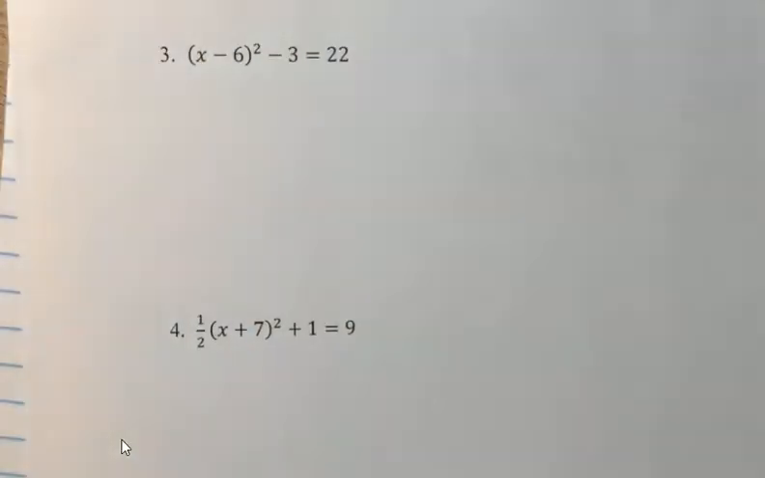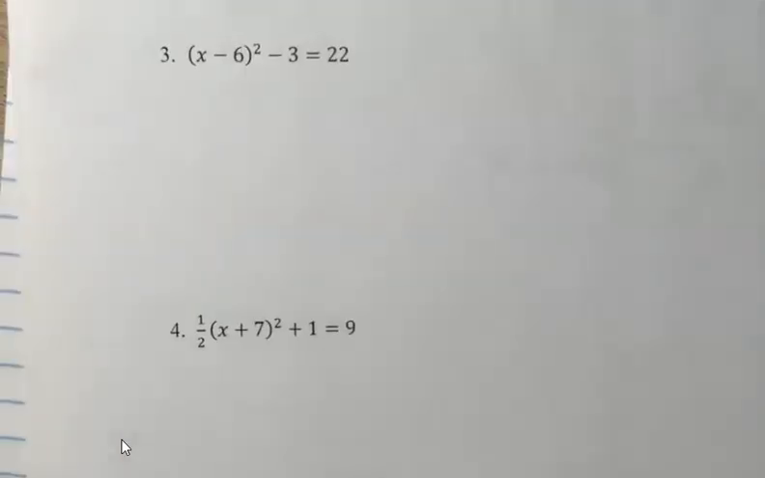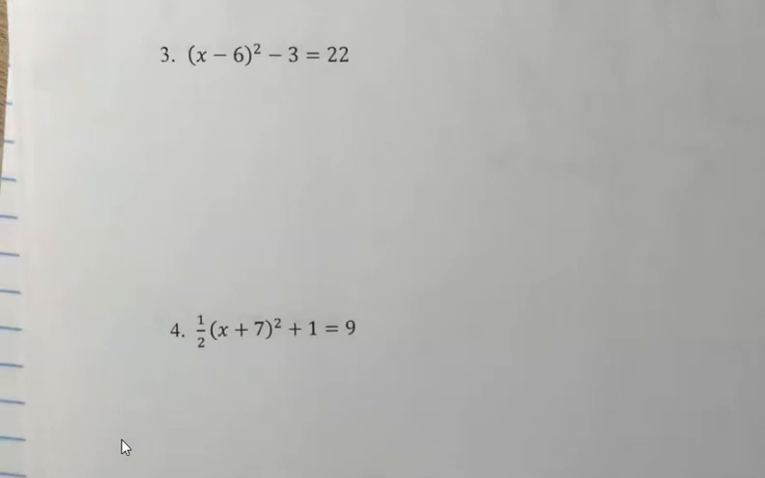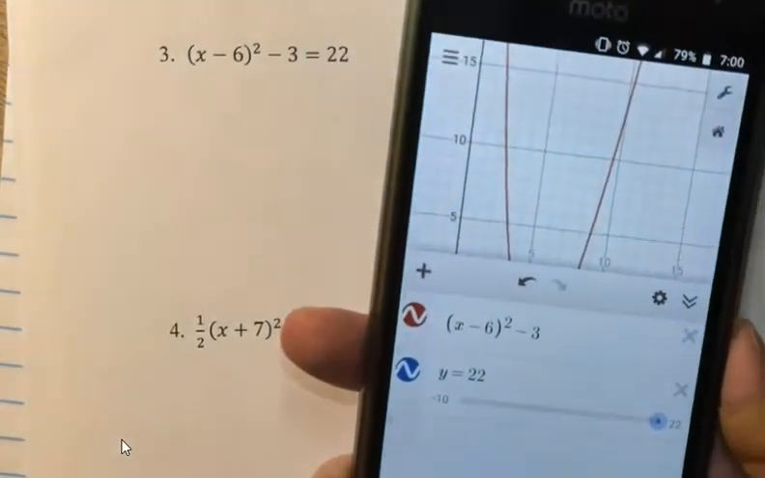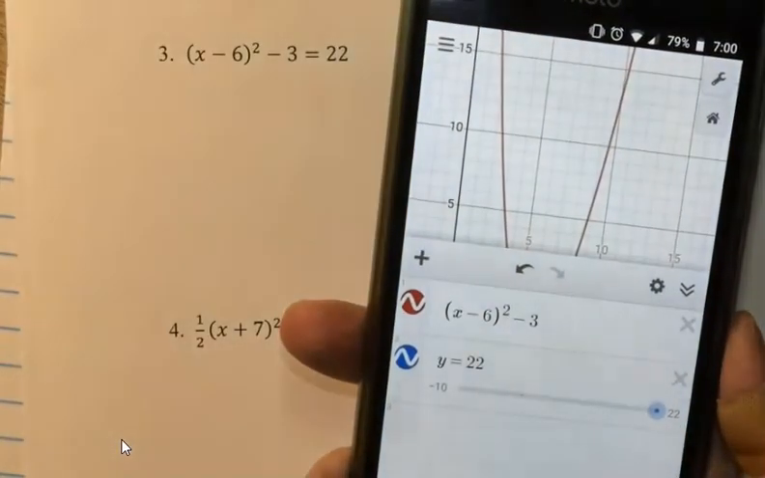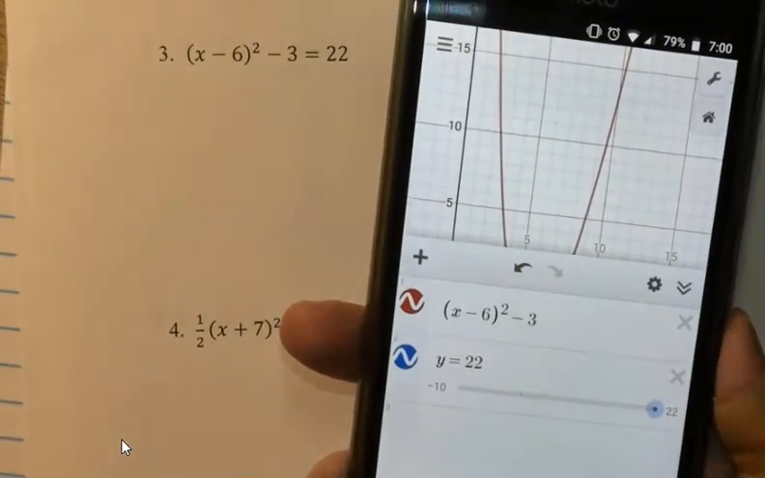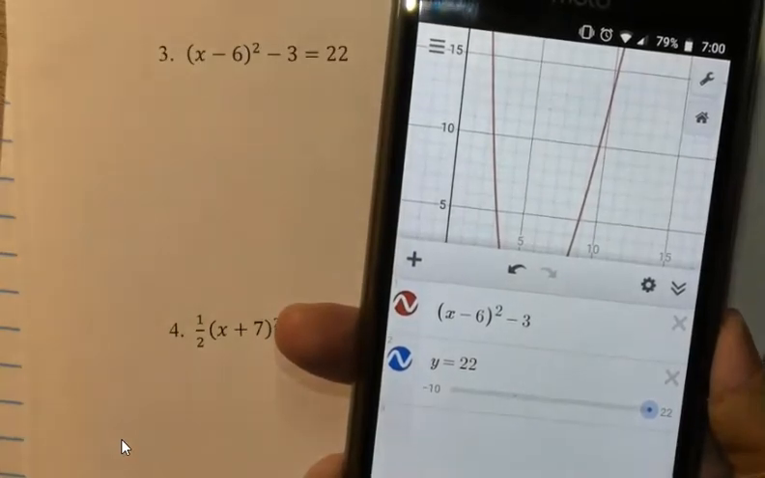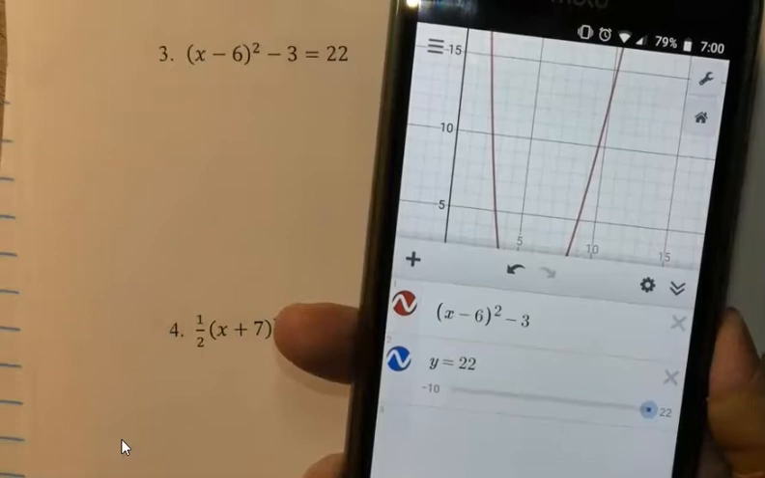Okay, question number 3 is quantity x minus 6 squared minus 3 is equal to 22. So in this problem, I will need to type the equation into my Desmos graphing calculator. So I've kind of already done that. I put x minus 6 squared minus 3. And I forgot the y this time, but you'll notice it didn't matter. It still graphed that function, even without the y. And on the second one, I put y equals 22.